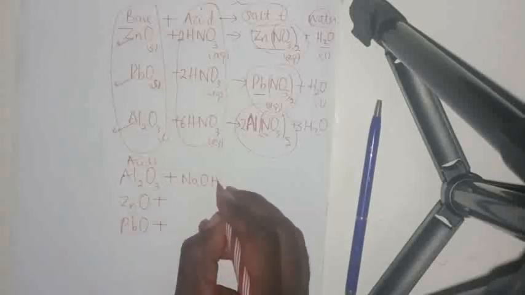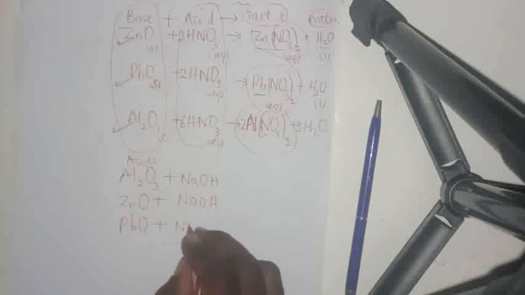So we can pick a base of our choice. We can use sodium hydroxide as our base. So look at that. In the first place, they behaved as bases. In this other case, they are behaving as acids. So if a substance behaves as a base and as well behaves as an acid, then that substance qualifies to be called an amphoteric substance. It is amphoteric.